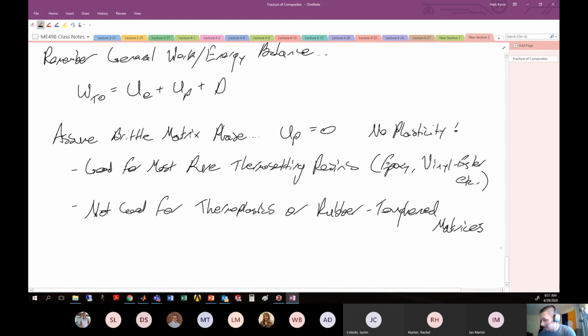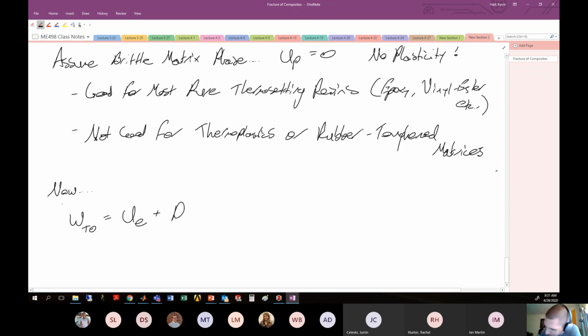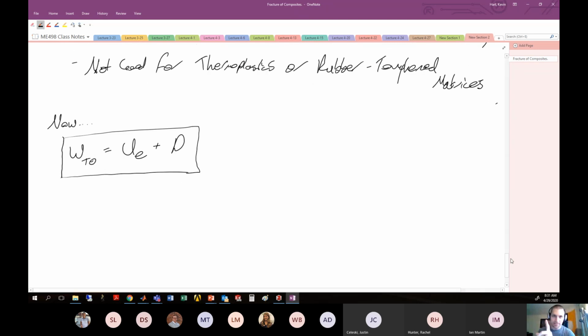But let's say that we can neglect this plasticity. Well, now it's time to talk about the work associated with fracture. We have this simple energy balance, that the total work is equal to the elastic energy that you put into the sample plus the dissipative energy of fracture. This is our general baseline equation that we're going to balance out and look at over the next couple of slides. Before we get into composites, let's just consider the brittle matrix phase itself.